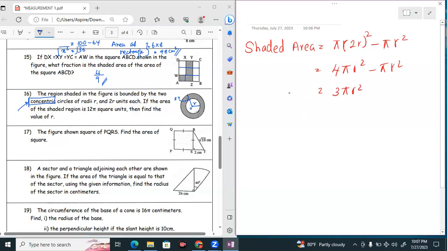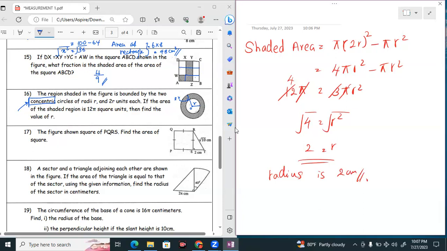Then it is given that the shaded region is 12π. Then π and π can be cancelled. And if you divide 12 by 3, it is 4. Then r squared is equal to 4. Then take the square root of both sides. Then r is equal to 2. Then the radius is equal to 2 centimeters.